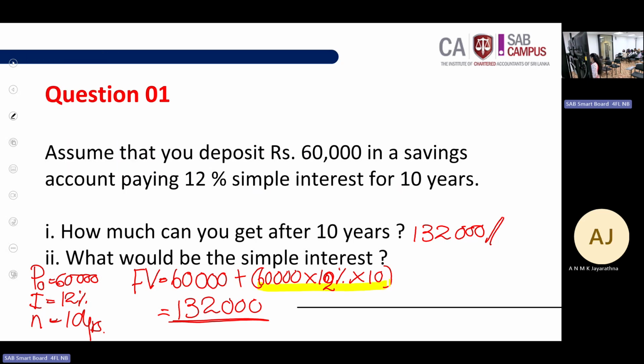This is the way. So what is the simple interest accordingly? Your simple interest would be 72,000. Are you clear? This is a basic question. What is the interest rate? You have been offered a simple interest. Are you all okay with this? Done the conclusions? Okay.